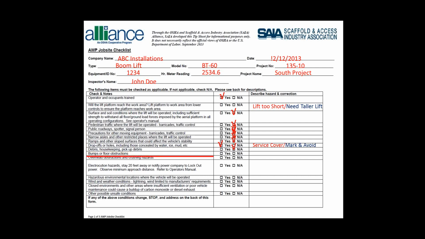Bumps or floor obstructions, again, similar to debris, which could cause instability. There may be slight variations in the concrete floor that we need to look at before we operate the aerial platform, because we don't want to accidentally drive into these, as the level or sight from the elevated position may be hard to see variations in the floor. For this job site, we don't have that, and I'm going to put a non-applicable.